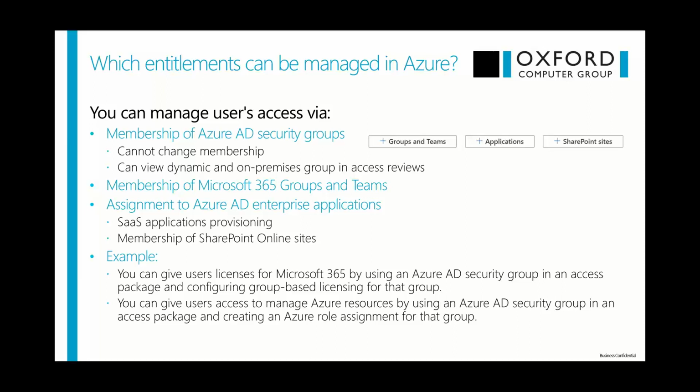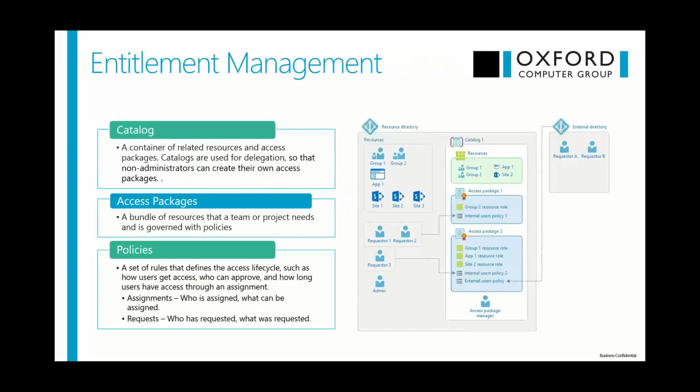Another example is you can give users access to manage Azure resources by using an Azure AD security group in an access package and creating an Azure role assignment for that group. Entitlement management. Inside of Azure IGA, we have something called a catalog, and that catalog is a container of related resources and access packages. Catalogs are used for delegation so that non-administrators can create their own access packages.